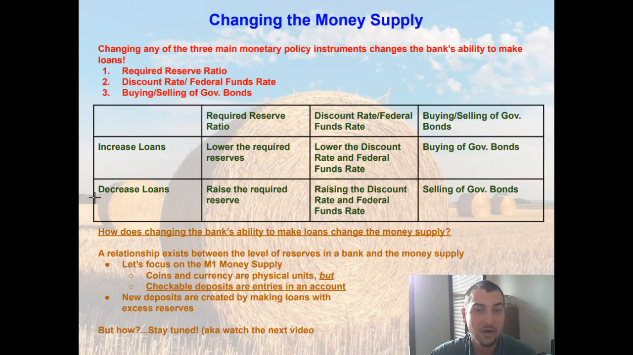The higher that cost is, the less likely they are to borrow that money. Just like you as an individual, the higher the interest rate you have to pay, the less likely you are to take that loan. Banks are the same way.